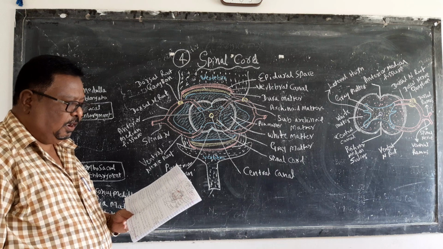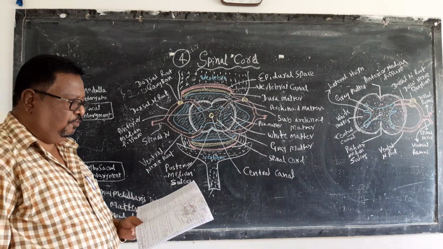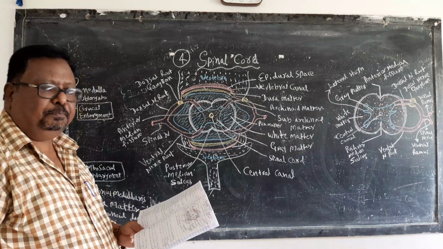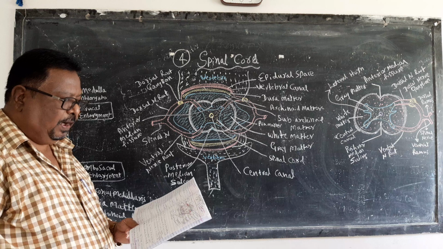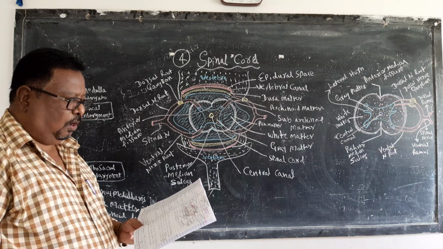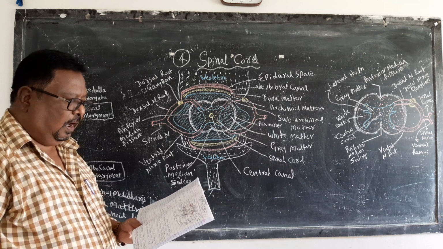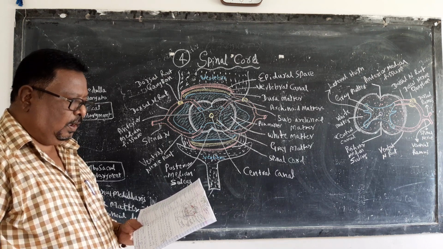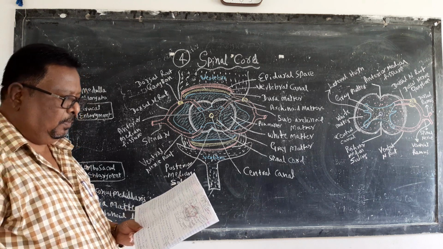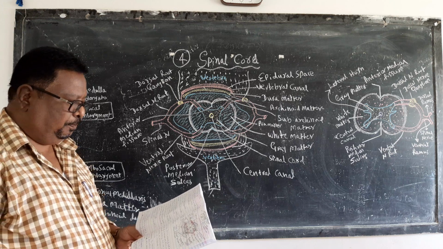and it is 45 centimeters long. It comes out from the foramen magnum, the foramen present in the skull region, and continues up to the lower border of the L1 vertebra, lumbar 1 vertebra. It is 45 centimeters long.